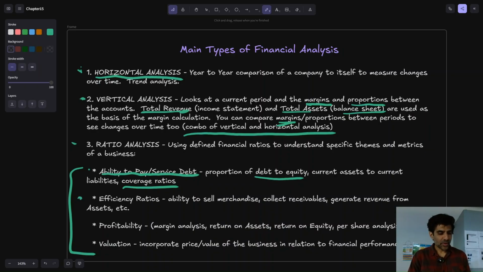Efficiency ratios. So this is basically a question of how well the business is operating. Okay, so the ability to sell merchandise. So we had that inventory turnover ratio, right? There were two factors that we talked about in how profitable a merchandising business is. Does anyone remember what the two were? I just mentioned one, which is turnover. What was the other one?